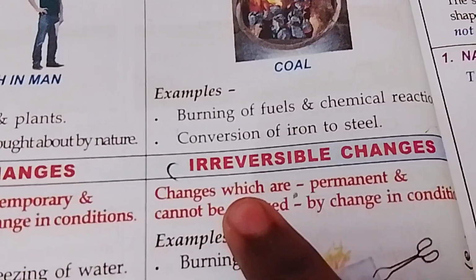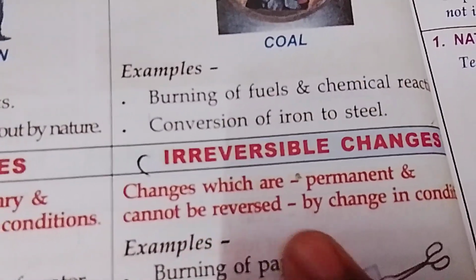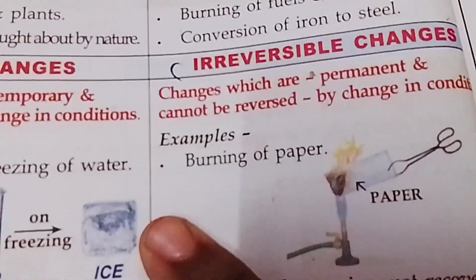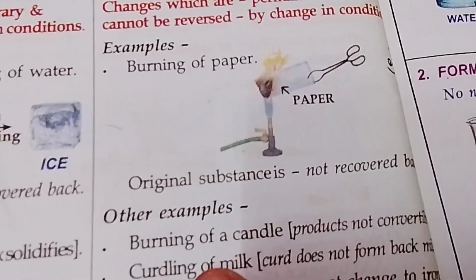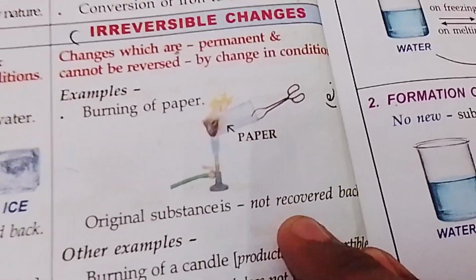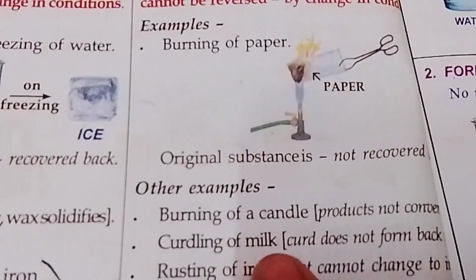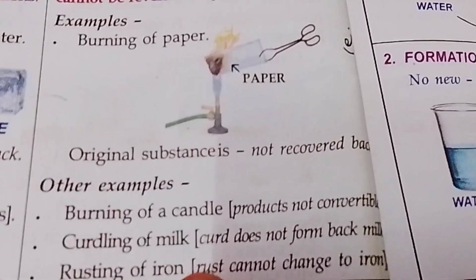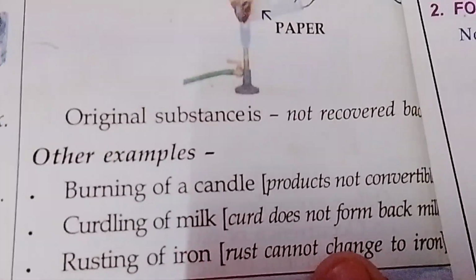Irreversible changes are changes which are permanent and cannot be reversed by change in conditions. Example: burning of paper, original substance is not recovered back. Other examples: burning of a candle, products not convertible, curd of milk, curd does not form milk back, rusting of iron, rust cannot change into iron.